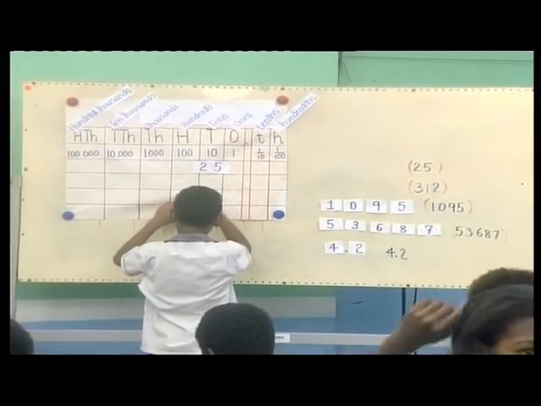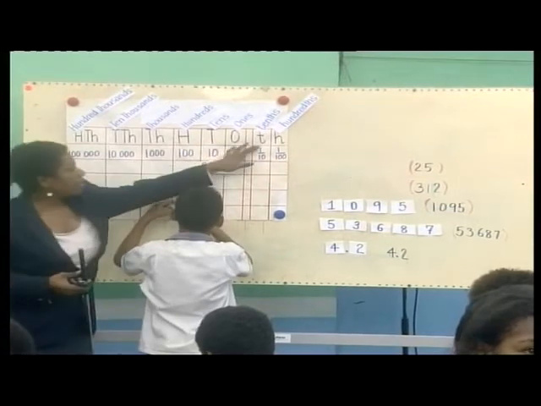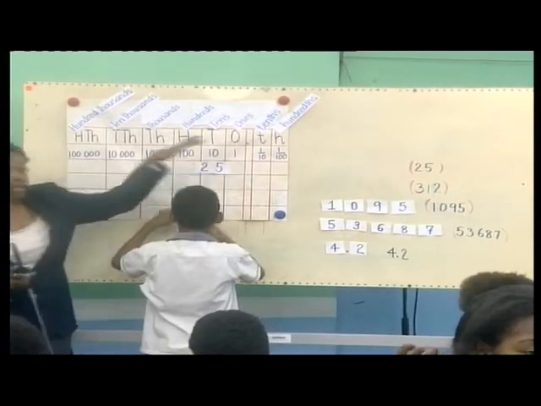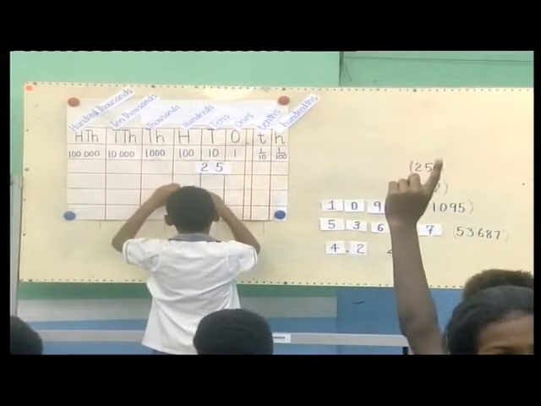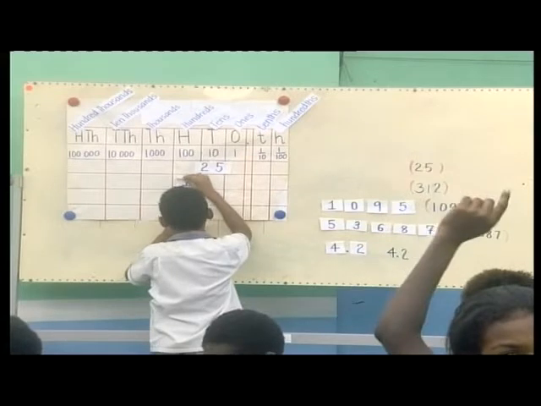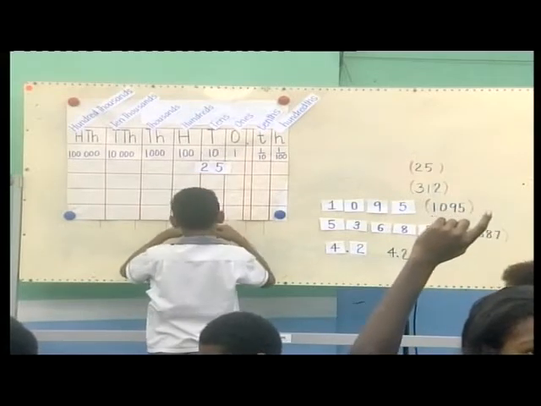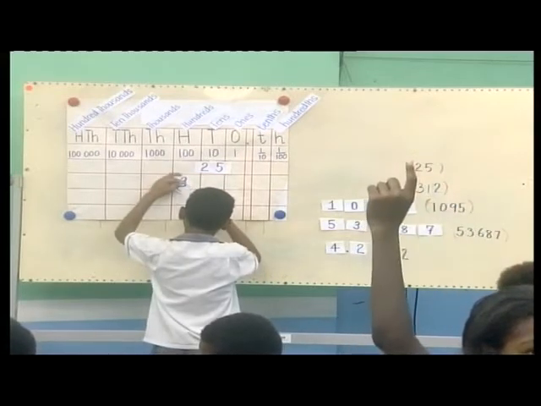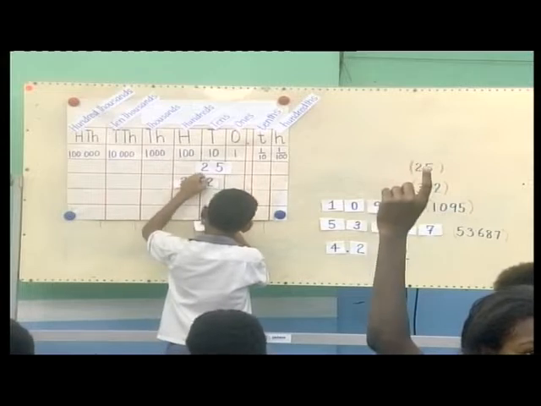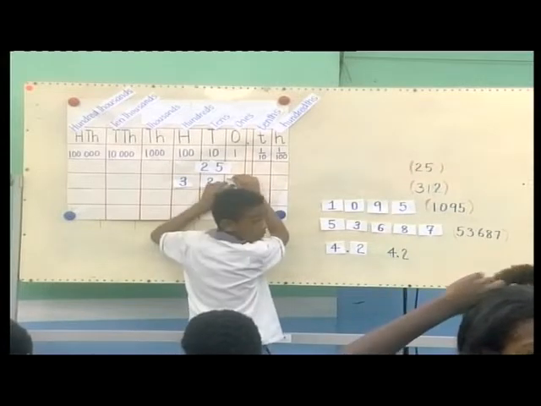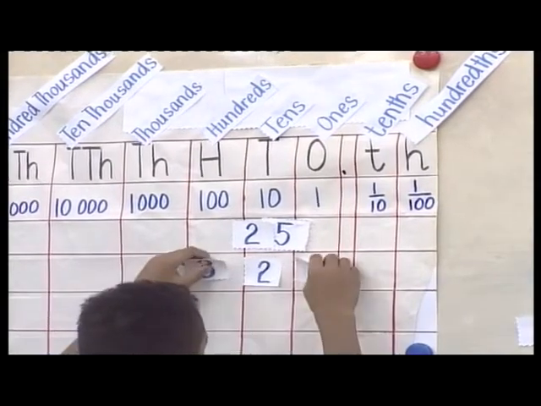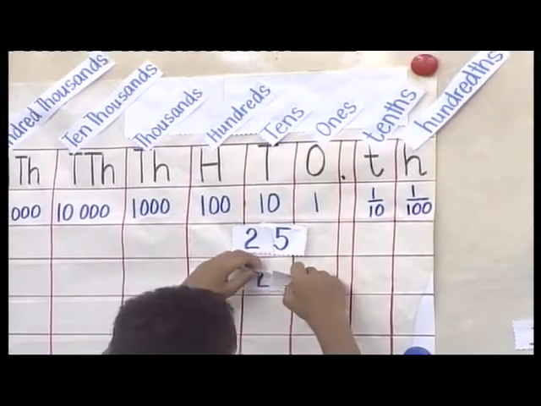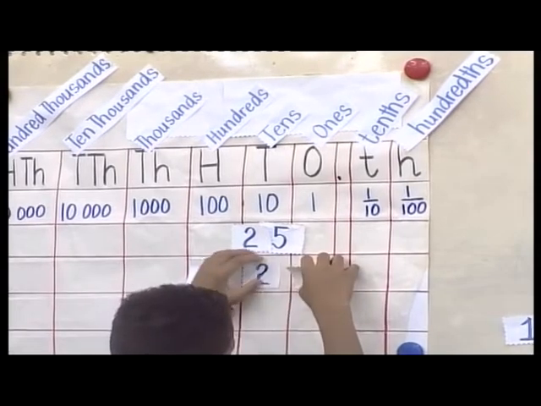312. Where does it go? Look at the place values here, okay? Look at it and put it correctly. Put it properly. Okay, help him, help him. Help your friends, okay? Let's see him. His friends will help.